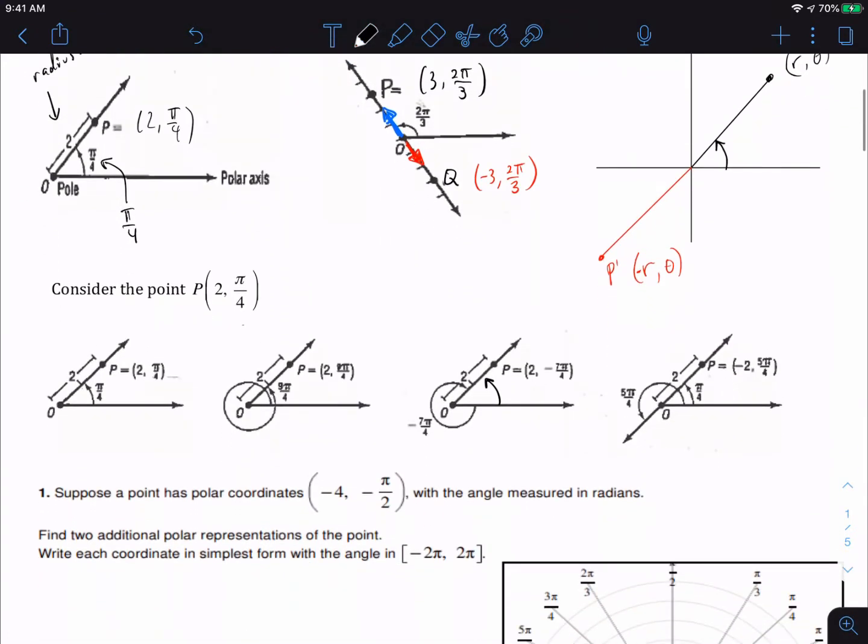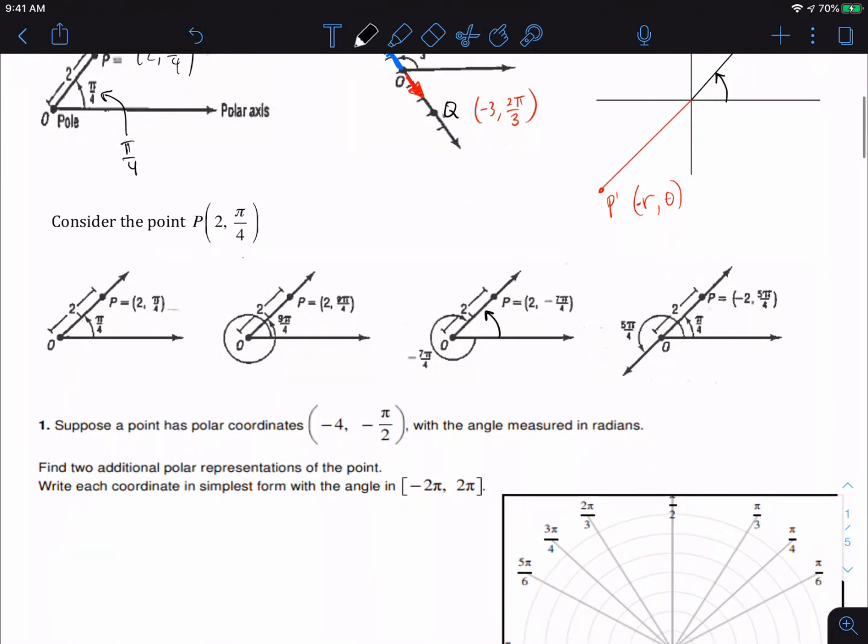Okay, so now let's label some points. These are 4 different graphs that are correlated to the point 2, pi over 4. And we can see this is the first example. Then there's 2, 3, and 4.